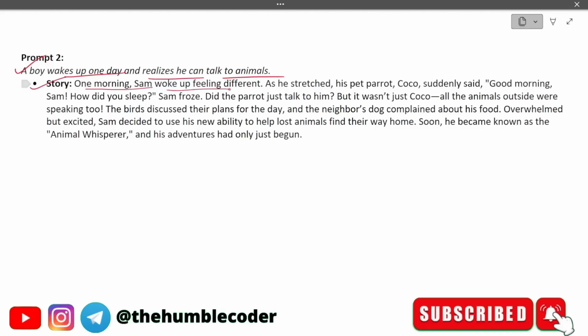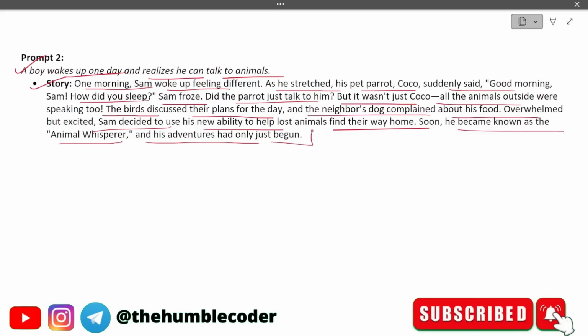One morning, Sam woke up feeling different. As he stretched, his pet parrot, Coco, suddenly said, "Good morning, Sam, how did you sleep?" Sam froze. Did the parrot just talk to me? But it wasn't just Coco. All the animals outside were speaking too. The birds discussed their plans for the day, and the neighbor's dog complained about his food. Overwhelmed but excited, Sam decided to use his new ability to help lost animals find their new home. Soon, he became known as the Animal Whisperer, and his adventure had only just begun.